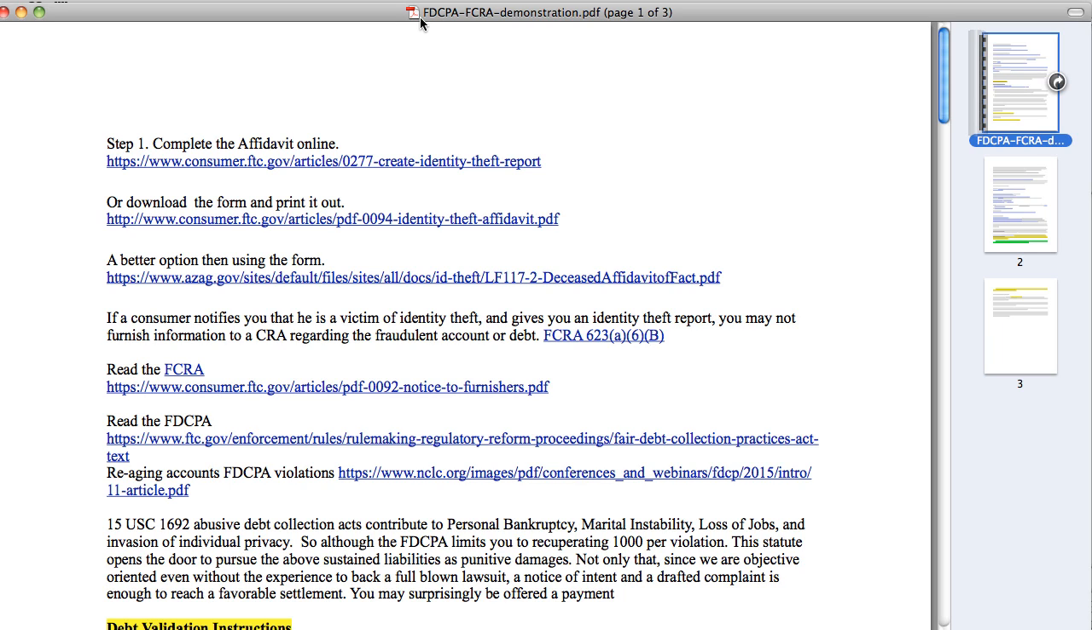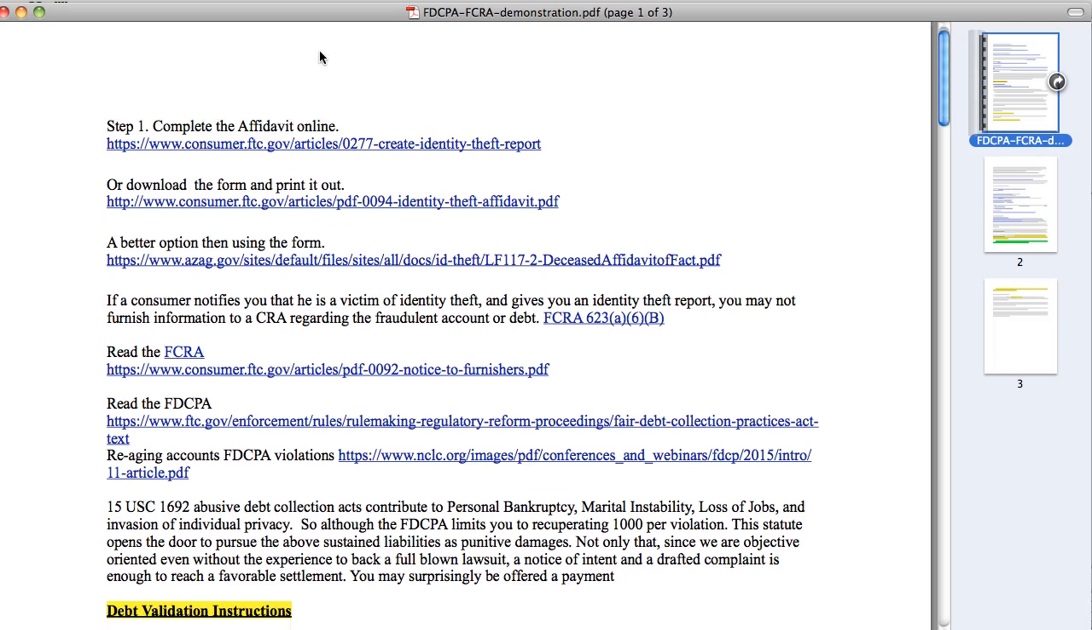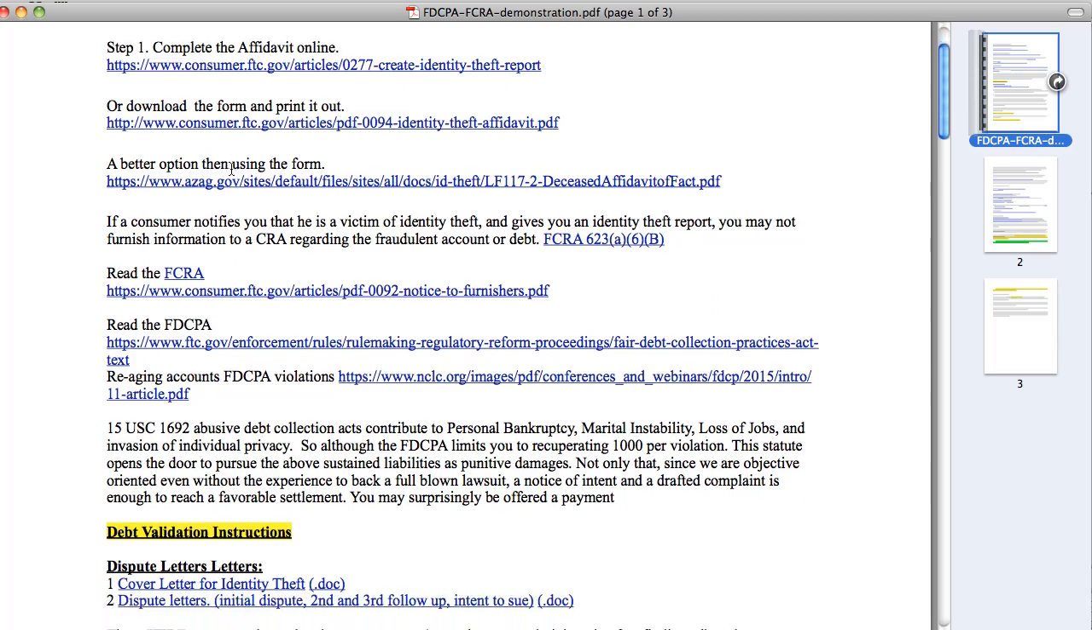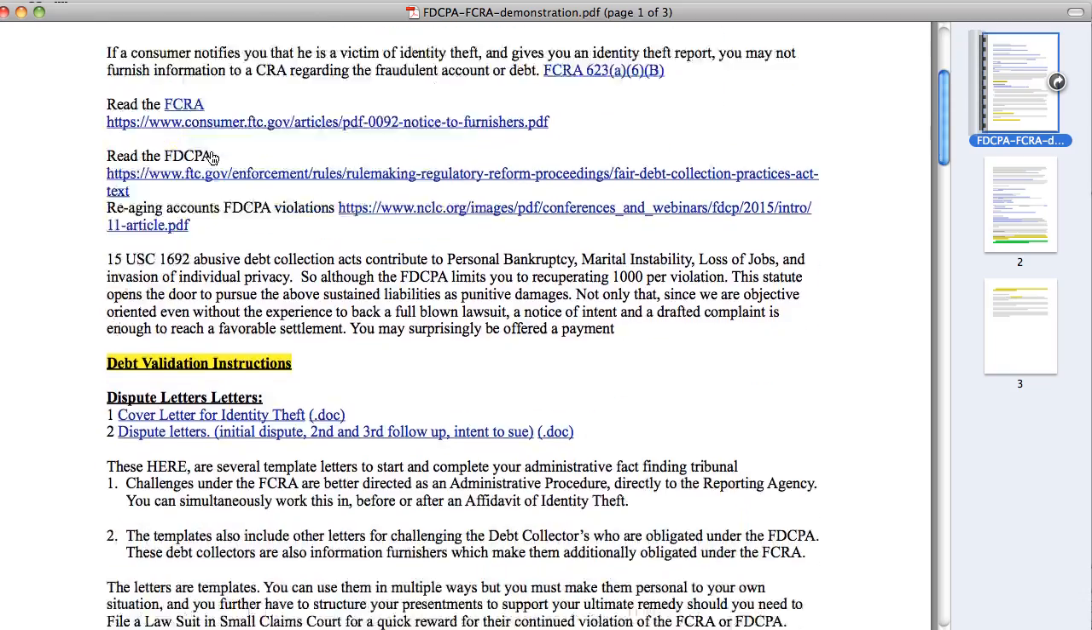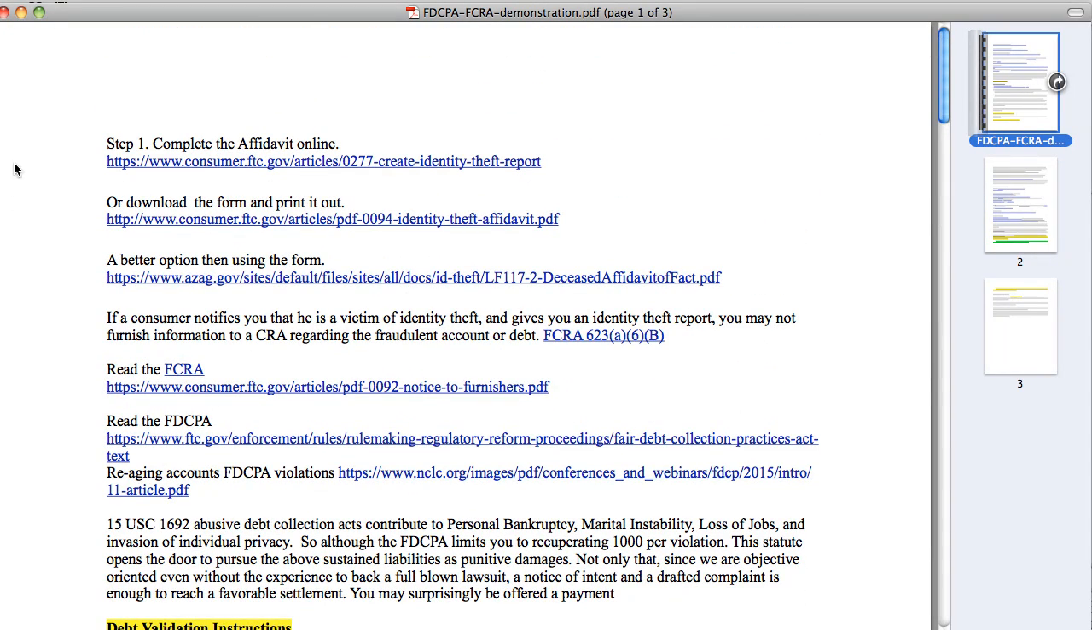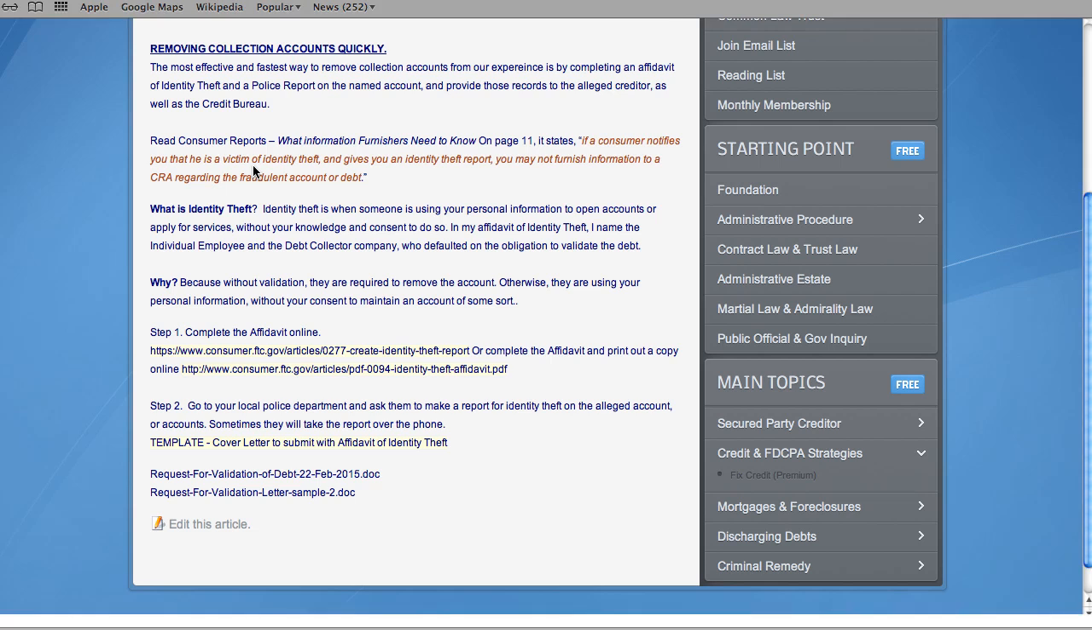So the flow of this thing is this. All these notes, the whole goal of this is just to clean your credit report up, basically. So the very first thing you see on here is I have complete the affidavit online. I should have had a note up here. This is the affidavit of identity theft. This link will take you to a step-by-step process. Here, I just clicked it here, right?